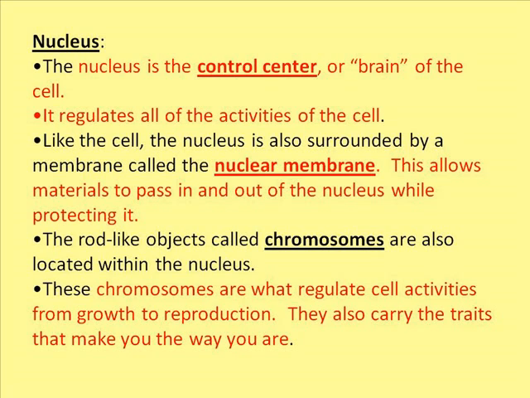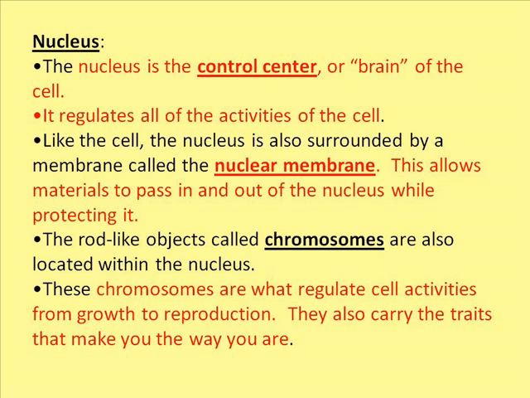Now, because the nucleus is so important, it gets its own membrane to protect it. So that's called the nuclear membrane. It's going to be like a coating on the outside of the nucleus. And this is going to allow things to move into and out of the nucleus while it protects it.